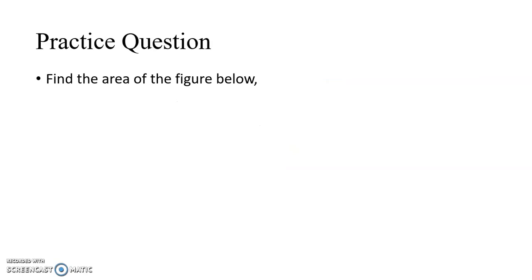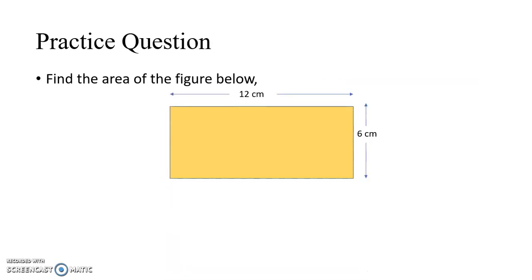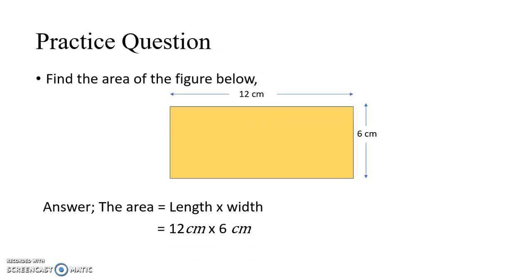Find the area of the figure below. So you're given a rectangle whose length is 12 centimeters and width is 6 centimeters. The area will be length multiplied by width. Substituting in the values, we have the length as 12 centimeters and width as 6 centimeters. The area becomes 72 centimeters squared.